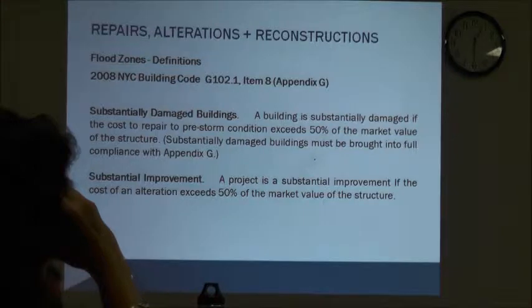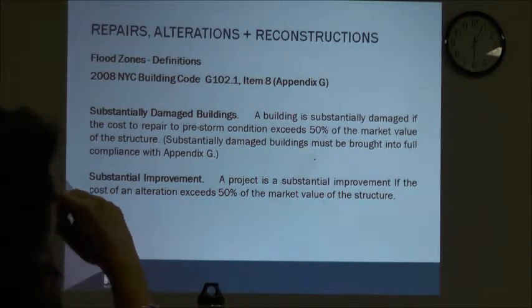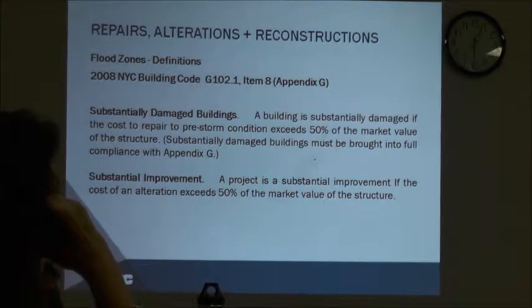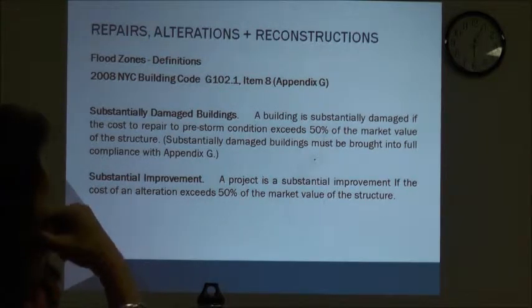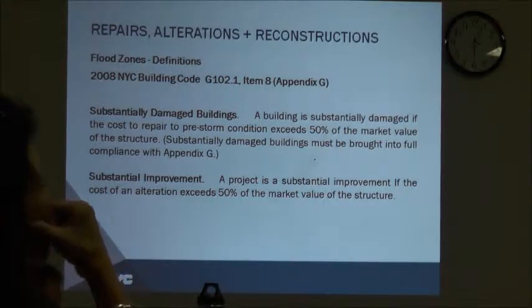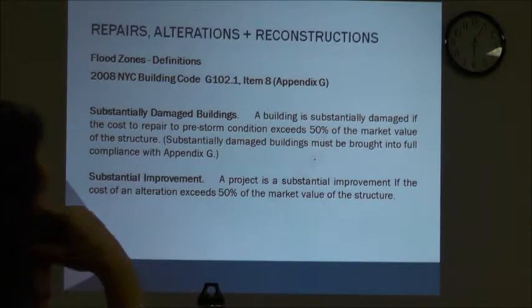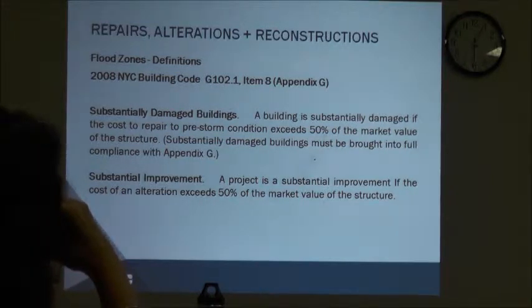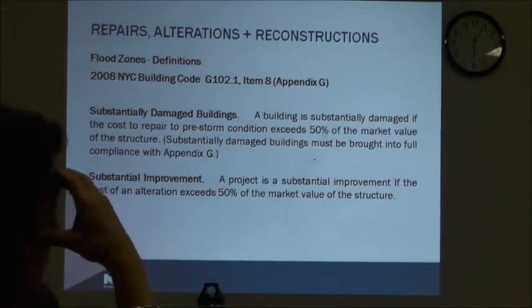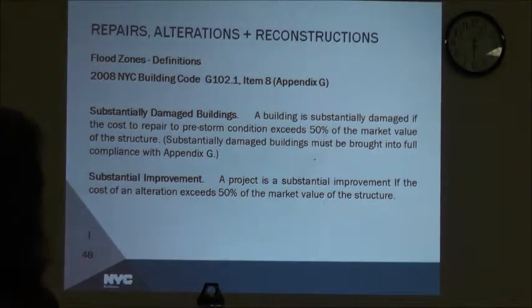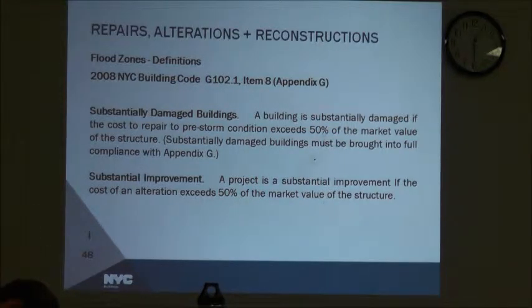So if someone does not want to be substantially improved, they have two options. They can either use the Department of Finance's assessment roll, which we talked about, or they can use a realtor's appraisal to determine the market value of the structure. Then you have to determine what the scope of the work is. What are we doing? When you divide the cost of the work by the market value of the structure, if it equals or exceeds 50%, then there are significant requirements that are triggered.